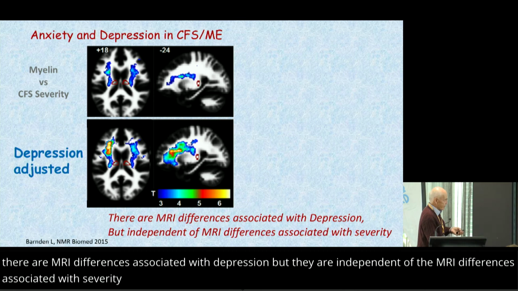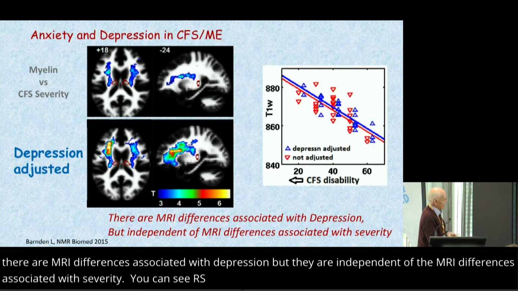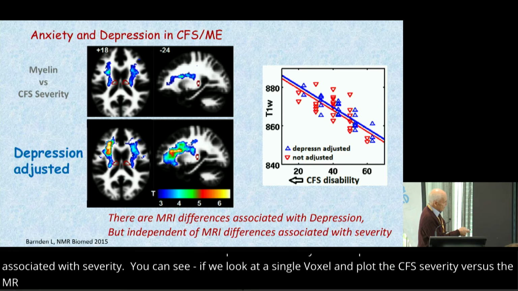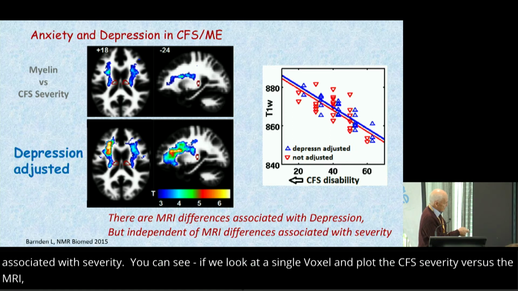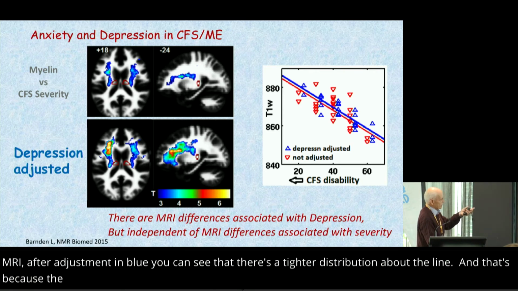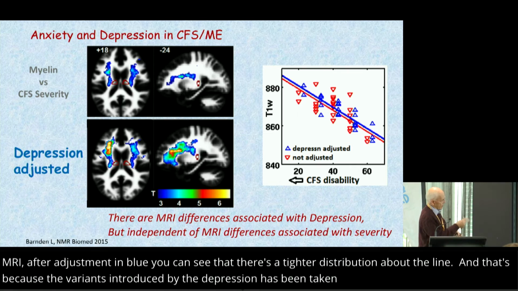You can see, if we look at a single voxel and plot the CFS severity versus the MRI, after adjustment in blue, you can see that there's a tighter distribution about the line, and that's because the variance introduced by the depression has been taken out, and that's what gives you the stronger stats. You've got a better fit to the line, but the line's the same.